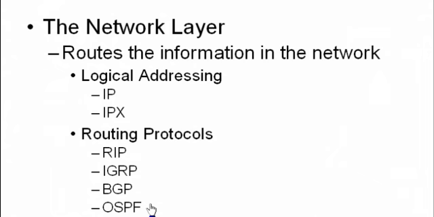Now, the network layer has the logical addressing, but the next layer down has the physical addressing. It has the Media Access Control address, the MAC address. The network layer feeds down to what's called the data link layer. We'll talk about the data link layer next.